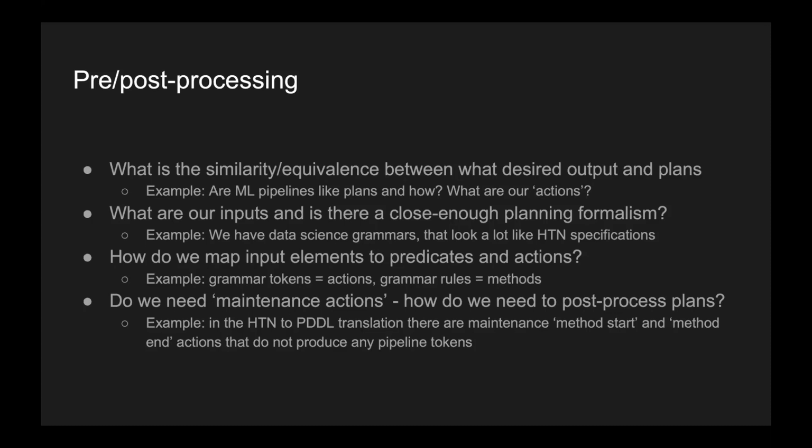And then you get into more fine-grained detail. So the elements of the input, and you'll see that in our hands-on, how do we map those to predicates and actions? So for instance, in this case, we're going to start with the grammar, and the terminal tokens will be mapped to actions, and the grammar rules will be mapped to methods in the HTN paradigm. So you need to do that thinking. And then inevitably in these spaces, because you have all these translations, you're going to have what we call maintenance actions in the planning domain. So actions that do not necessarily translate to any output that you see, for instance, in the machine learning pipeline, but have their role in terms of maintaining state and making sure that your output is conformant to whatever input rules you have.